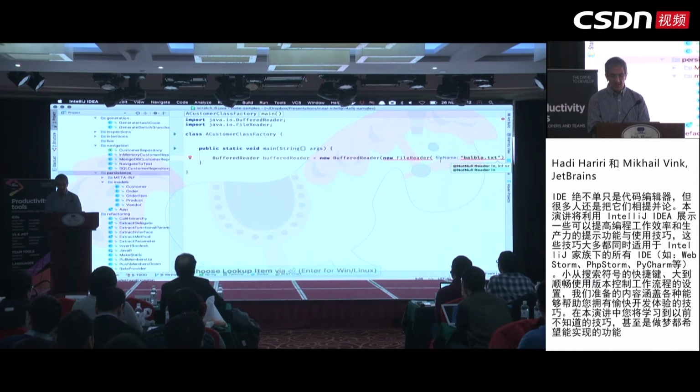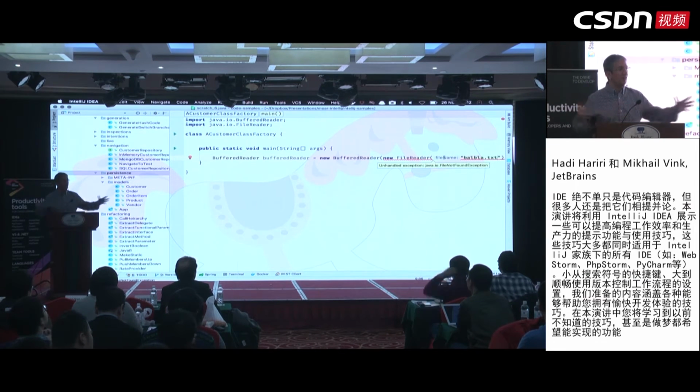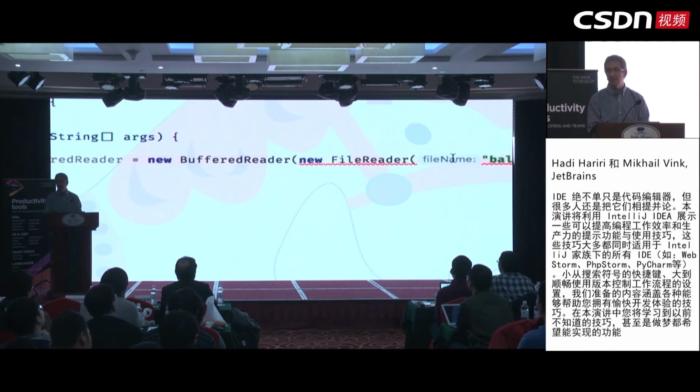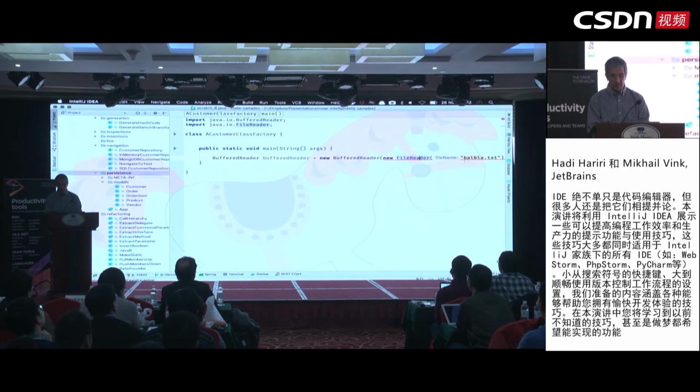Did you notice this? Suddenly popped up. In Java, you don't have named parameters. So sometimes when you have many parameters, it becomes confusing what is what. Instead of invoking Command P, IntelliJ now gives you these hints, which you can switch off if you like.